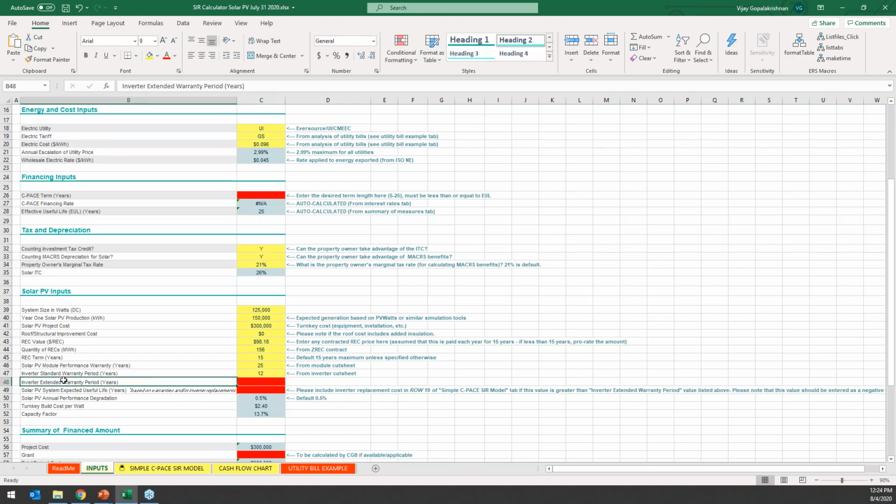Inverter extended warranty period depends on whether or not an extended warranty is purchased. In this particular case, the cost of the project includes an extension to 20 years. So the inverter extended warranty period is 20 years. Furthermore, the contractor indicated that the expected useful life, they'd like it to match the solar PV module, which is 25 years. So in this case, you could enter 25 years.